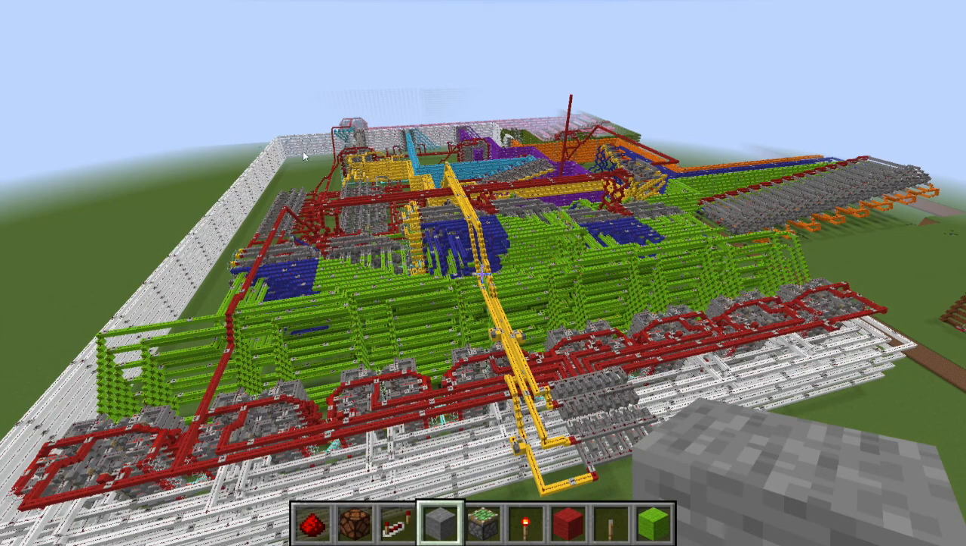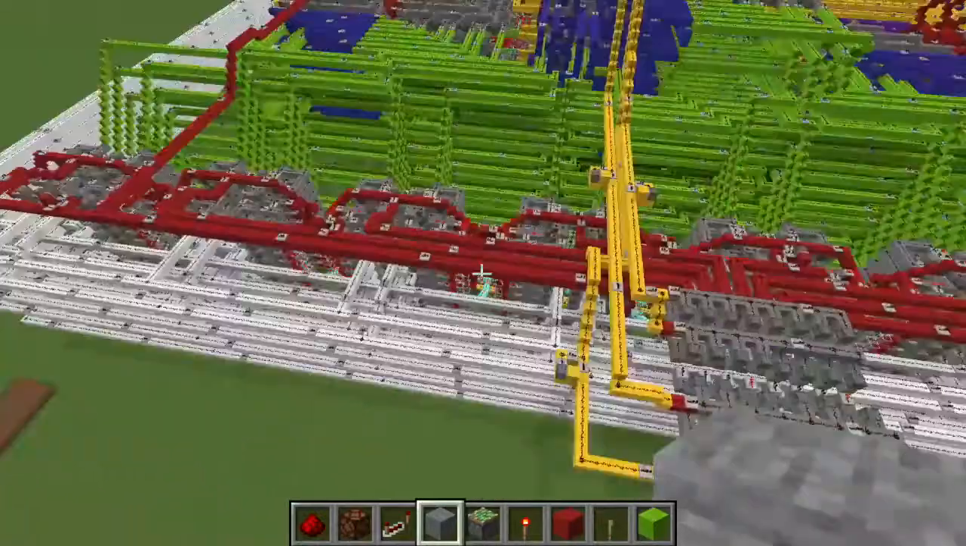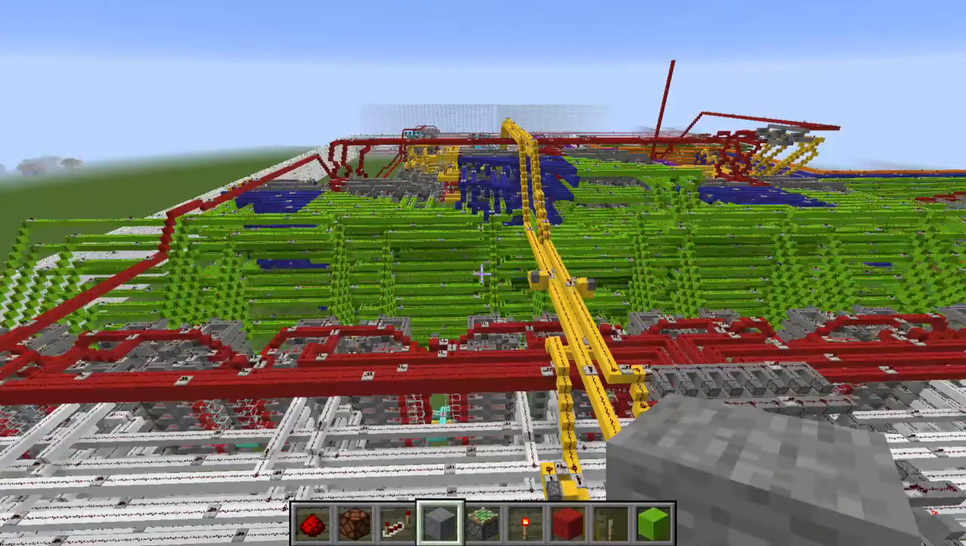Hello, this is my 16-bit Minecraft computer based on the LC-3 instruction set architecture. This architecture is from a textbook which I will cite in the description. This design uses a simplified version of the ISA.